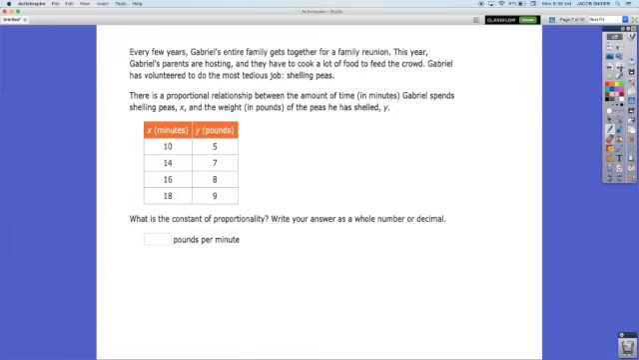Okay, just read through this with me. Every year, Gabriel's entire family gets together for a family reunion. This year, Gabriel's parents are hosting, and they have to cook a lot of food to feed the crowd. Gabriel has volunteered to do the most tedious job, shelling the peas. It's a proportional relationship between the amount of time in minutes, which is our x, and the weight in pounds of peas, which is our y. What's our constant of proportionality?